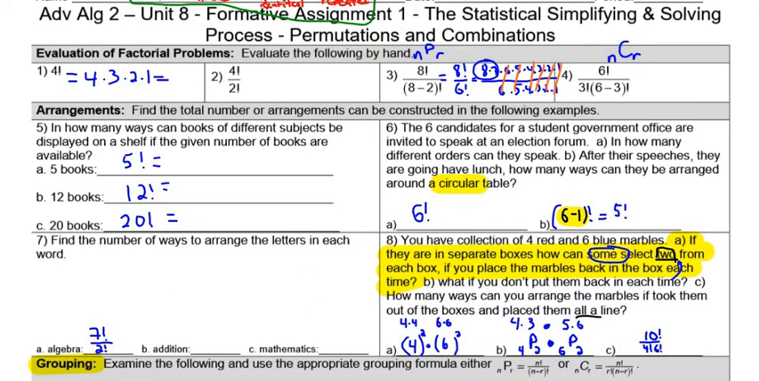Then here we have this letters question, and this is the classic thing. I have 7 letters in algebra. There are 2 A's, so it'd be 7 factorial divided by 2.